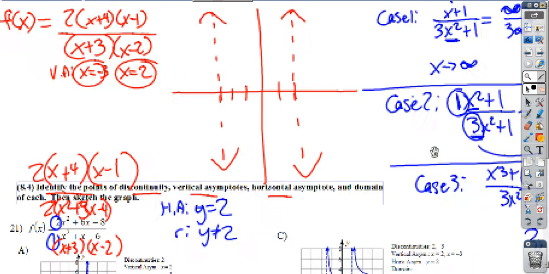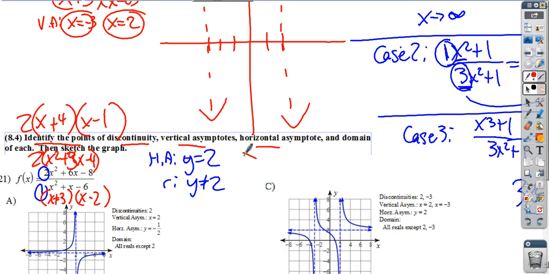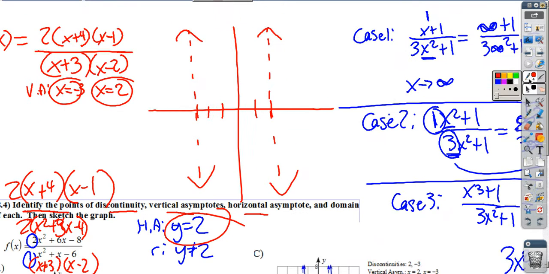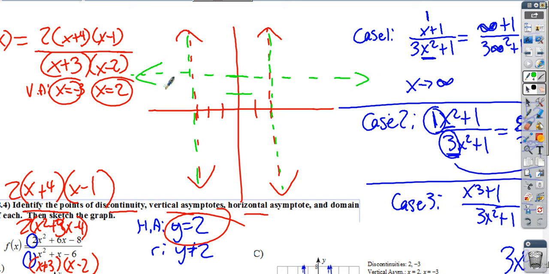Okay, those are our vertical asymptotes. We already said from before down here that our horizontal asymptote is y equals 2. So let's add that also. Actually, let me use different colors for these just so that you can see it a little bit better against the backdrop. So here's y equals 2. There's our asymptote.